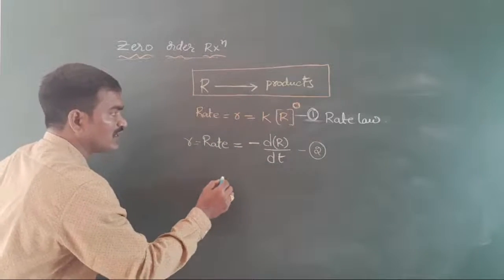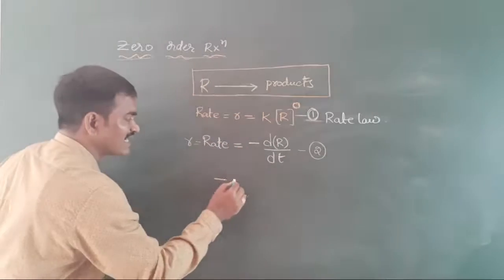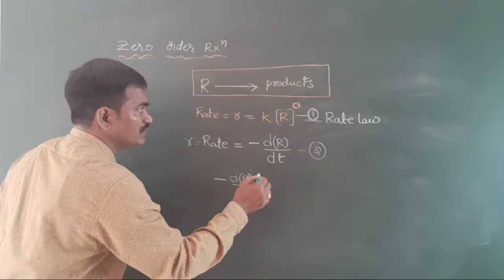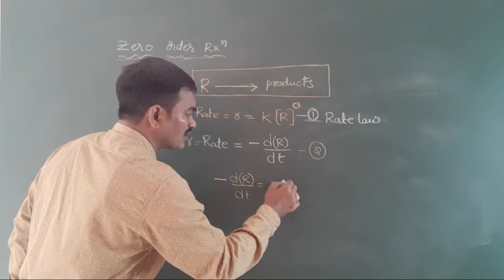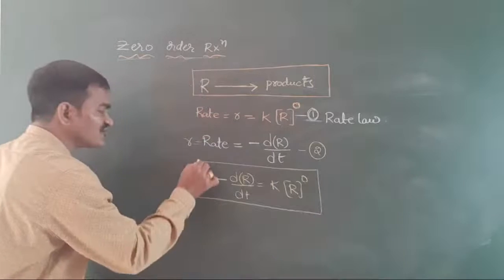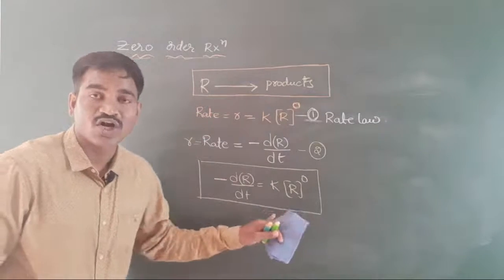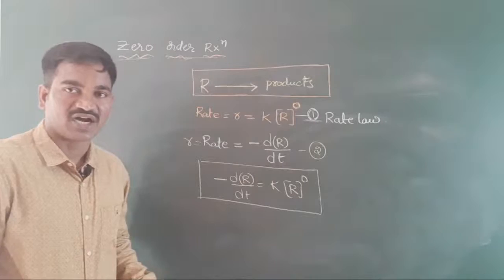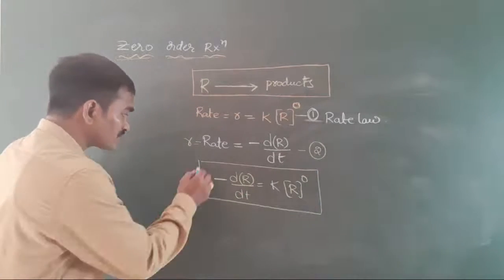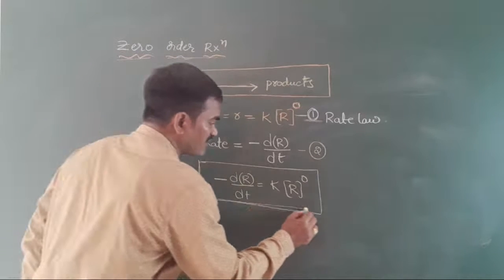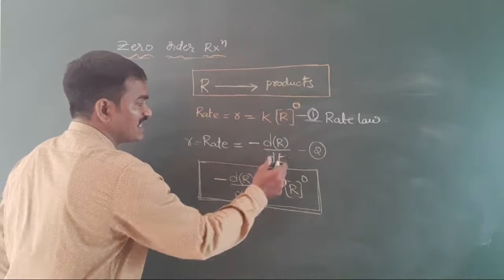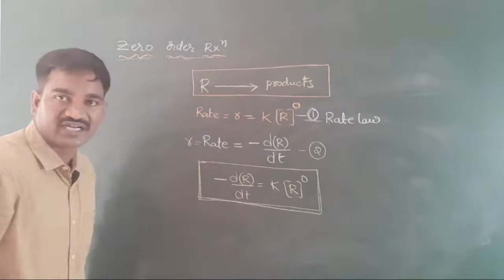So therefore you can write minus dR by dt is equal to k R to the power 0. What is this? This is a differential rate equation. This is called differential rate equation. All of you take it. Have you got it? It is called differential rate equation because in the rate place we placed minus dR by dt.